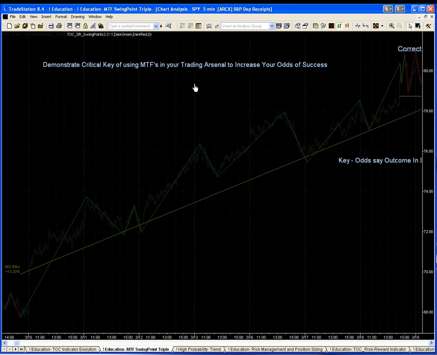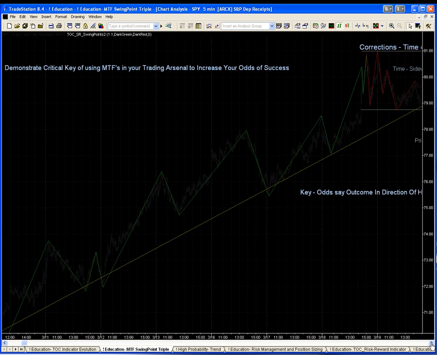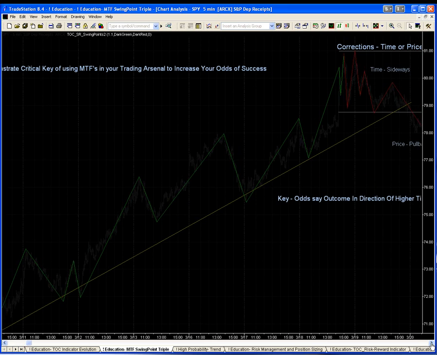Okay, so this will demonstrate the critical key of using multiple time frames in your trading arsenal to increase your odds of success. Now, it's pretty easy to tell that this is a trend. And our swing point indicator shows you the series of higher highs and higher lows. But you come up to this point in time now where you start getting into a little sideways action.